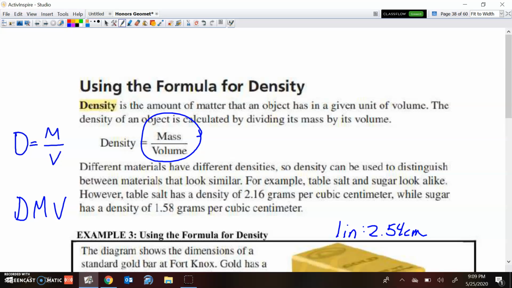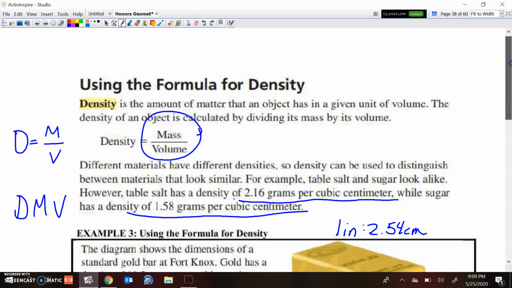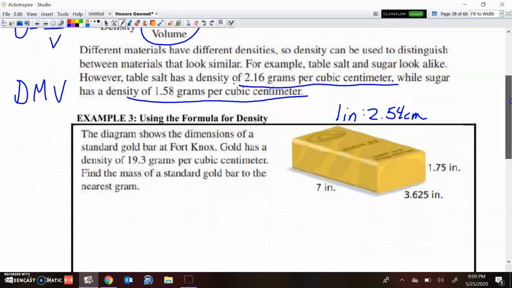But different materials have different densities, they go on to say. So density can be used to distinguish between materials that look similar. They talk about table salt and sugar. They look alike, but table salt has a density of 2.16 grams per cubic centimeter, while sugar has a density of 1.58 grams per cubic centimeter. So it helps us differentiate things beyond their look.